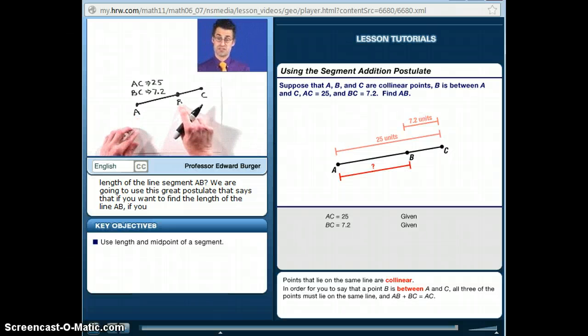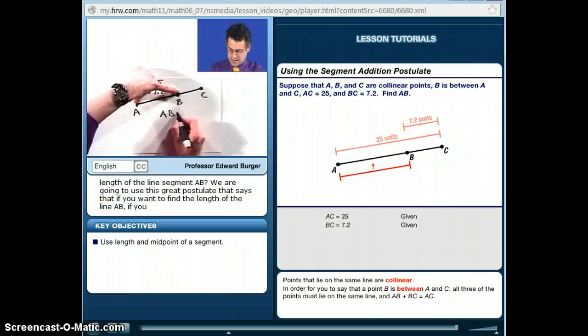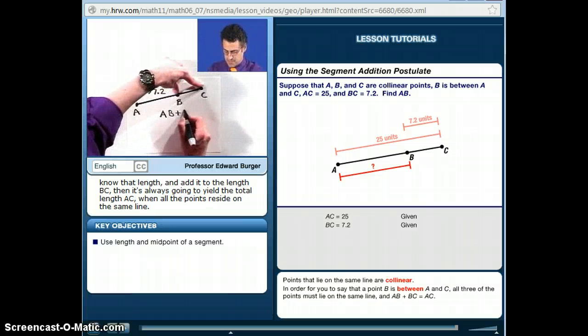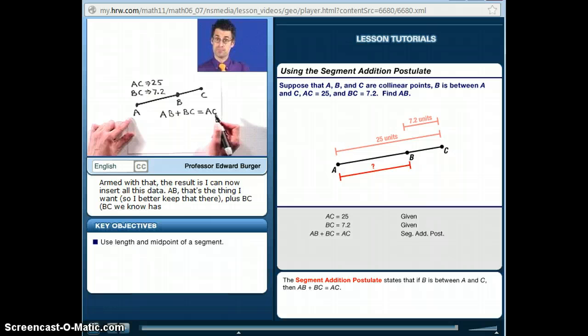Well, now we're going to use this great postulate that says that if you want to find the length of the line AB, if you know that length, and add it to the length BC, then in fact that's always going to yield the total length AC when all the points reside on the same line.